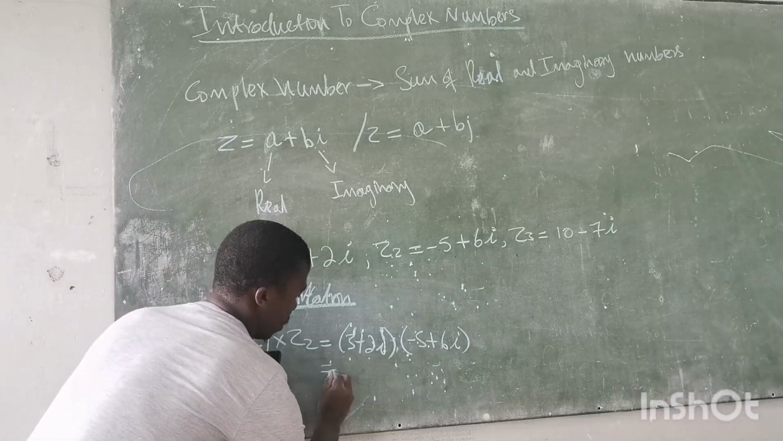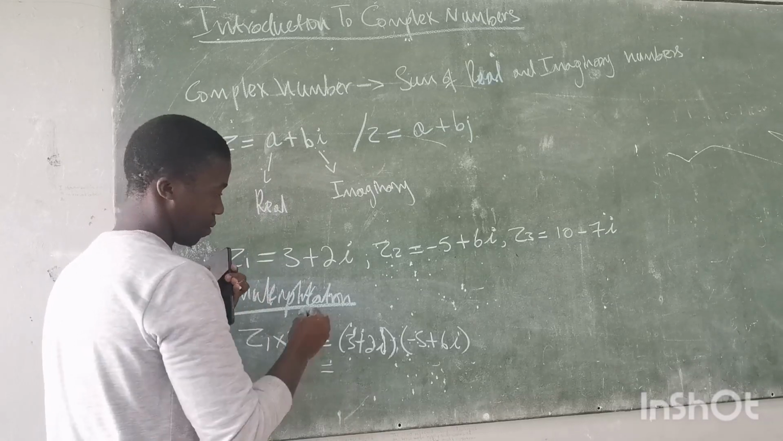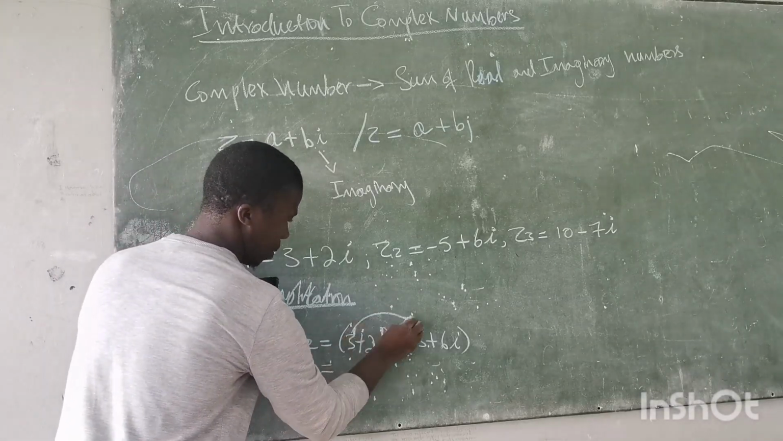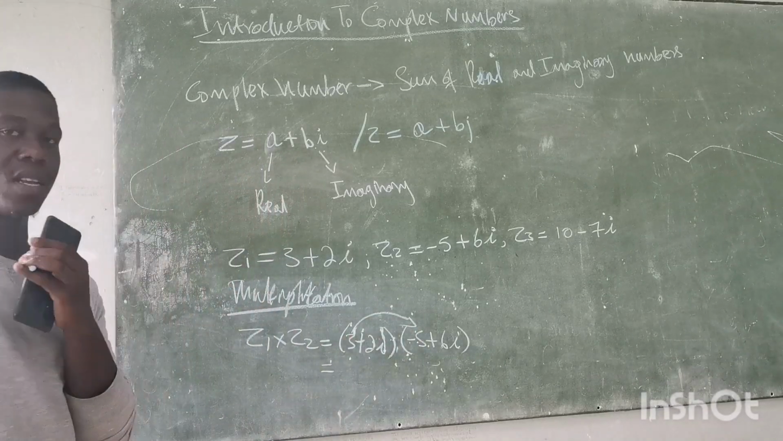So this is how it goes. First terms, 3 multiplied by negative 5.